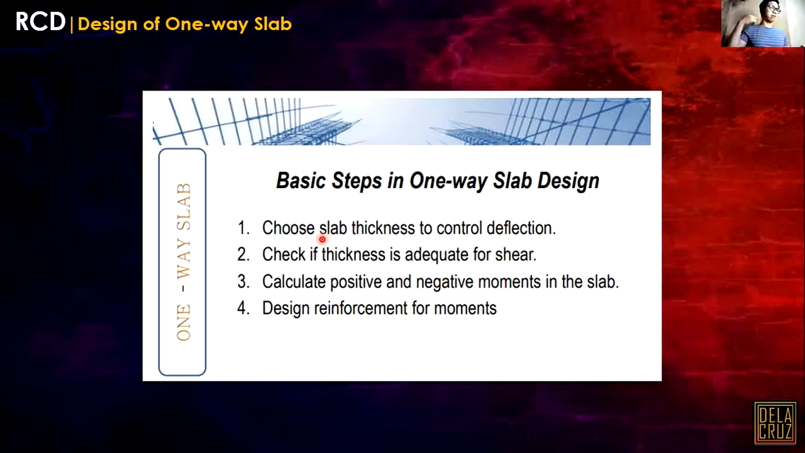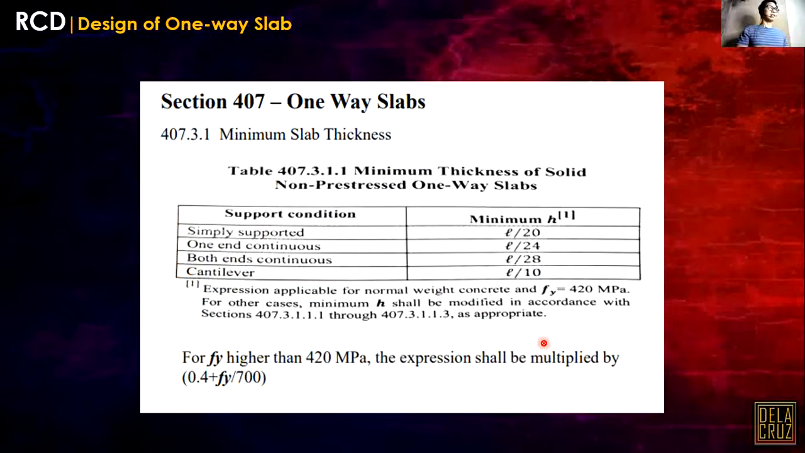Okay, so basic steps, of course, first step, we need to choose the slab thickness. That is for us to control the deflection. Yan yung pinaka-una nating gagawin. Then, number 2, check if the thickness is adequate for the shear. Then number 3, calculate the positive and negative moments in the slab. And number 4, design the reinforcement. Of course, ito yung ginagawa natin, to design the reinforcement sa ating concrete. Okay, so in this section on the NSCP 2015, we have the table of the minimum thickness of solid non-prestressed one-way slabs. So ito yon. Okay, so we have simply supported, so magagamit natin ito mamaya on our sample problems.